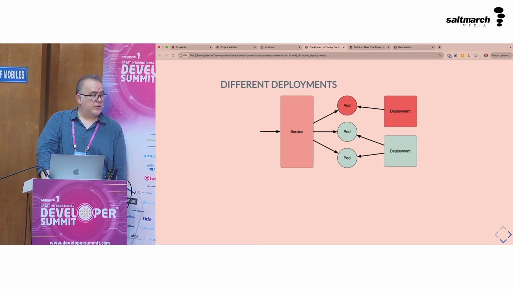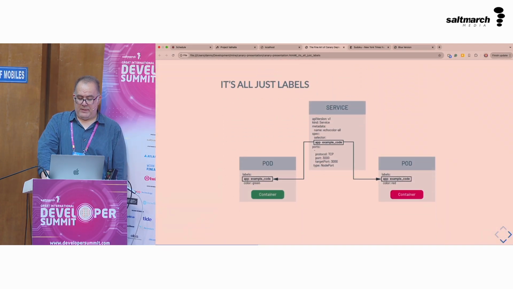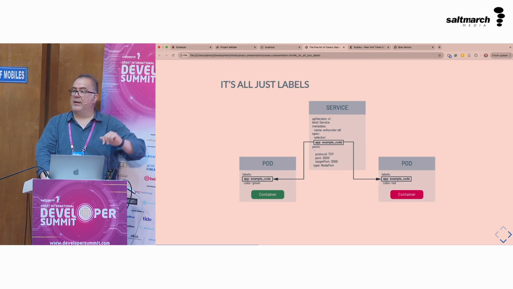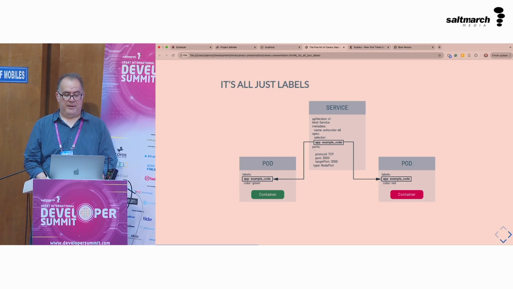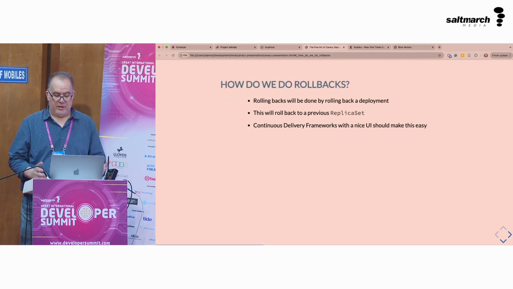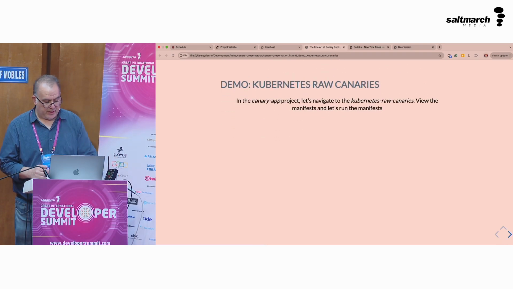And again, you don't need any special tools for it. It's just that the deployment would have those particular labels. Okay? And that's what it is. It's all just labels. So a service would route to the app, would have an app example code, and it would go to either one pod, even though that's a different container, or another pod, which is a different container, okay? They are not really related. Now, doing it this way works, but the math is on you, and you would just have to do it a little bit more manually, okay? You could do rollbacks, and you just roll back a deployment, okay? So let's take a look at how that looks.